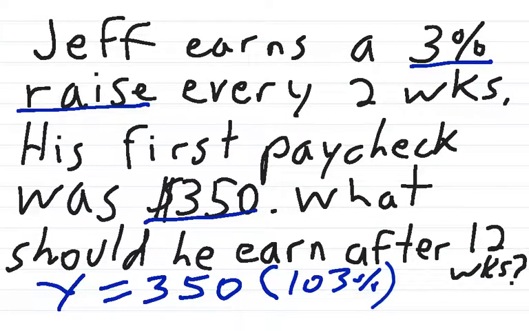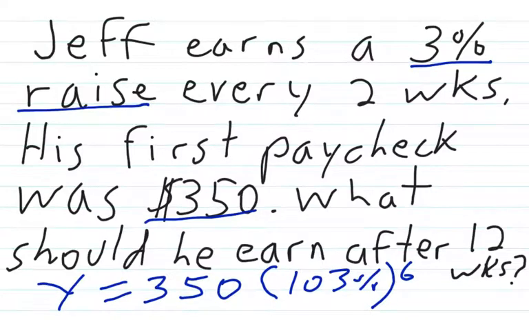And it's to the x power, but in this case I know what my time is. So it's every 2 weeks he's earning that, and then it says what should he earn after 12 weeks. Well, I'm going to assume that paycheck was for 2 weeks of work. So how many 2-week time periods will fit into 12 weeks? So it's a simple division. 12 divided by 2 gives us 6, will be my exponent there.